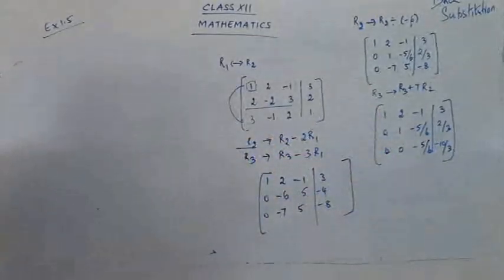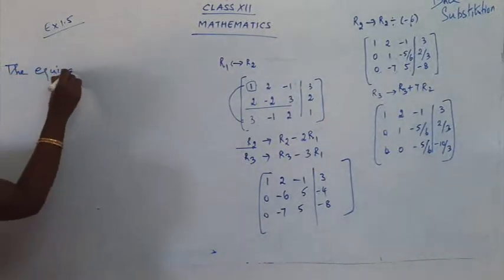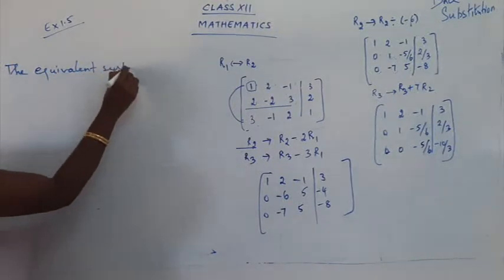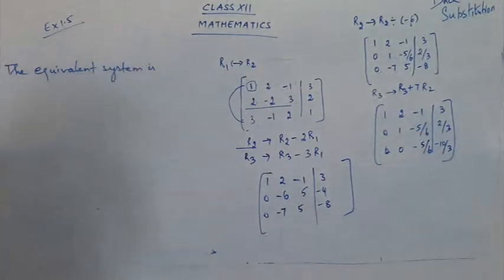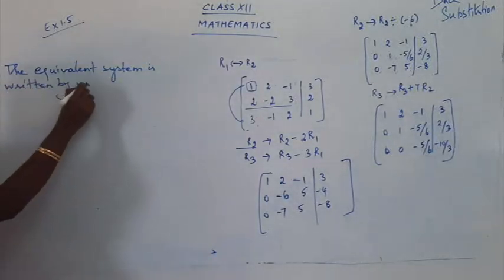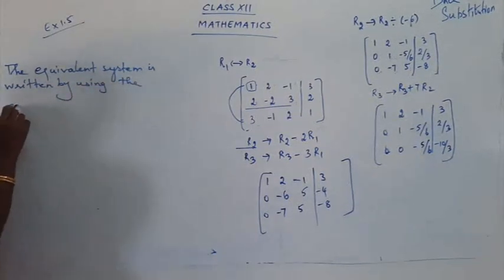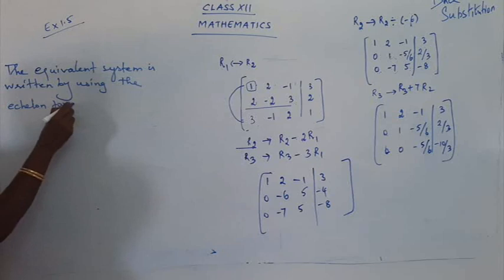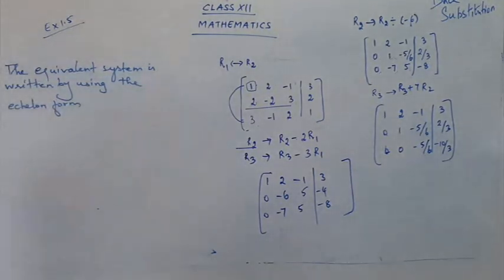So let's write down in terms of echelon form. You are going to write it in the form of echelon. So write down: the equivalent system is written using the echelon form.